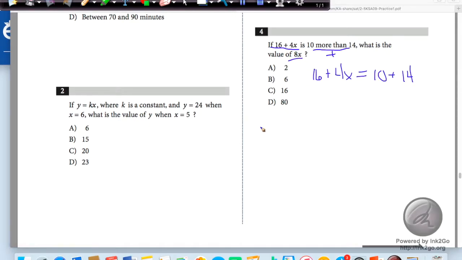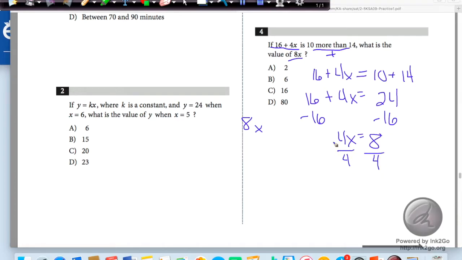Eventually I'll have to plug the x from this equation back into 8x to solve for its total value. But first, I'm going to have 24 equals 16 plus 4x. I'm now going to subtract both sides by 16 in order to get 4x by itself, so I have 4x equals 8. I'm going to divide by 4 in order to get x alone. Then 8 divided by 4 gives me 2.